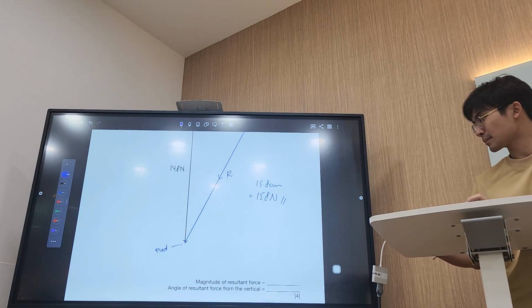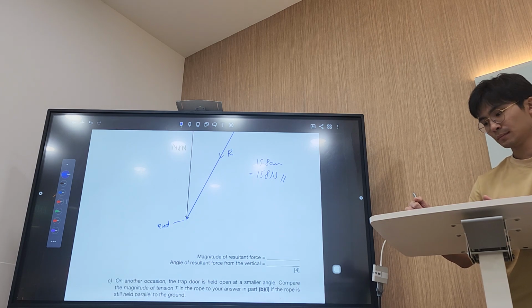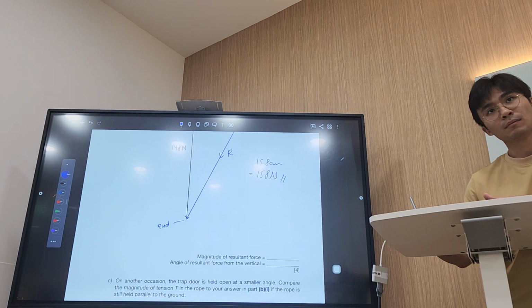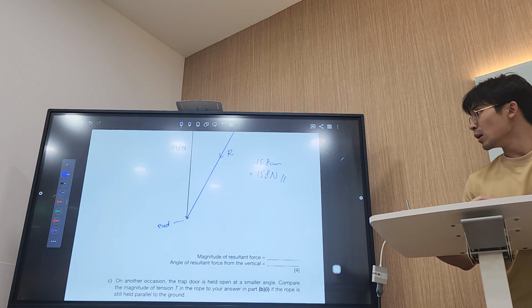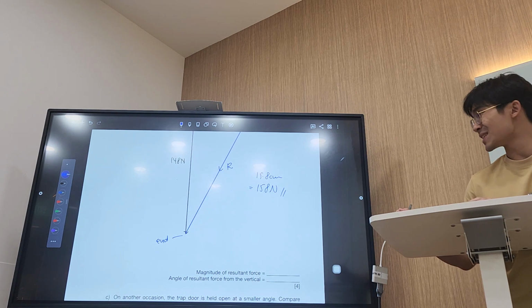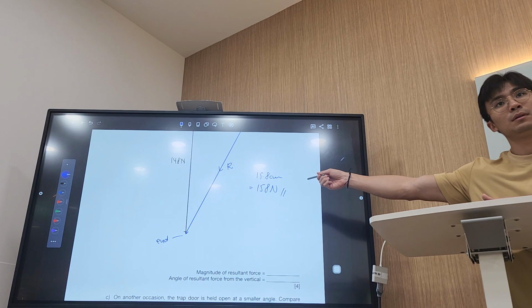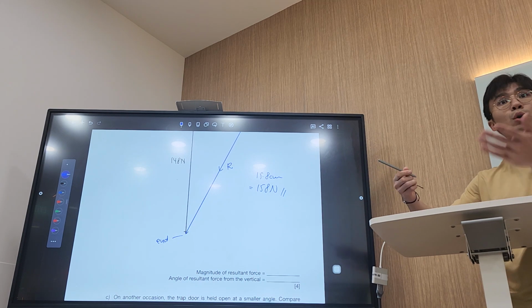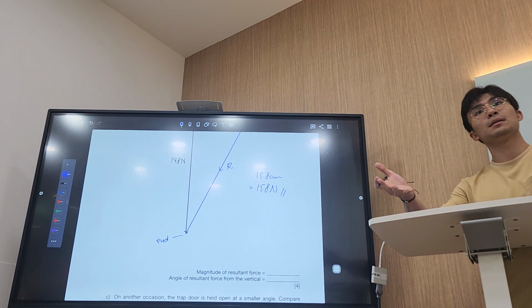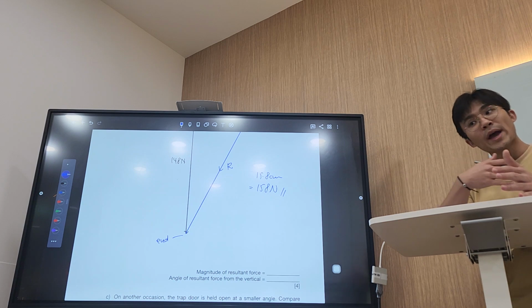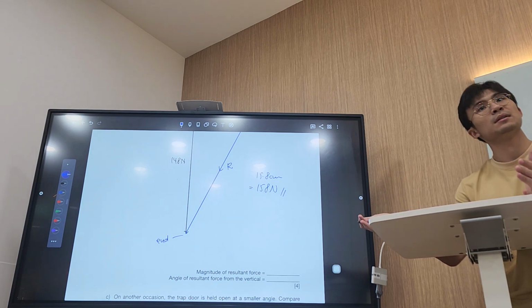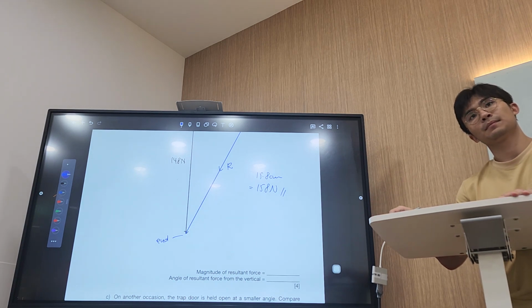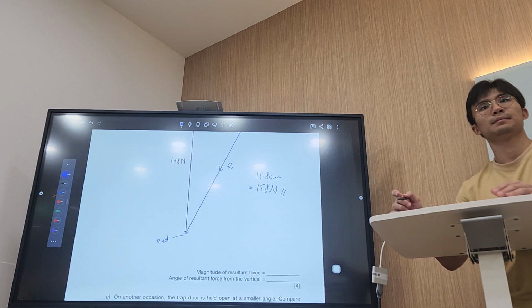Then how much will it be? Accuracy. In the exam, you give as accurate as possible, right? You won't know the actual answer. So you do as accurate as you can, and then you see.